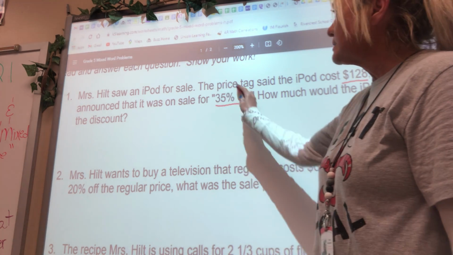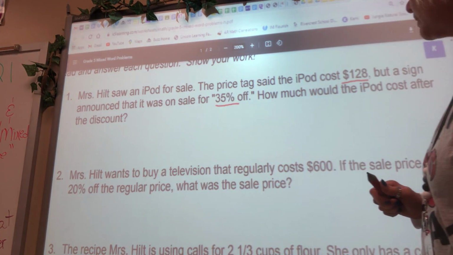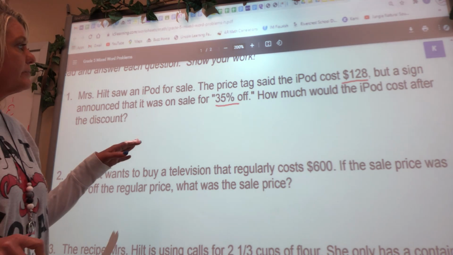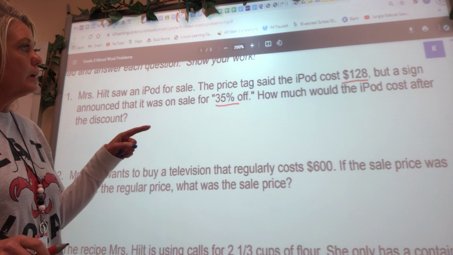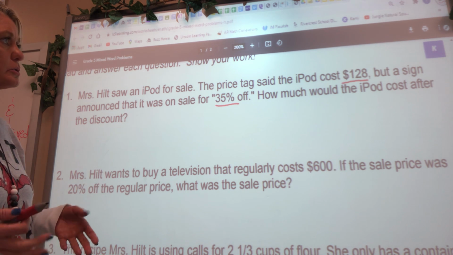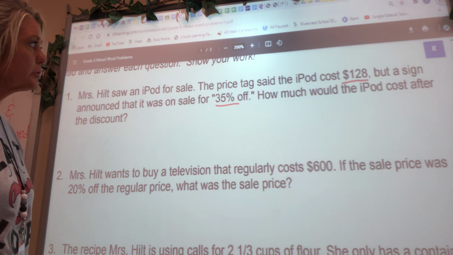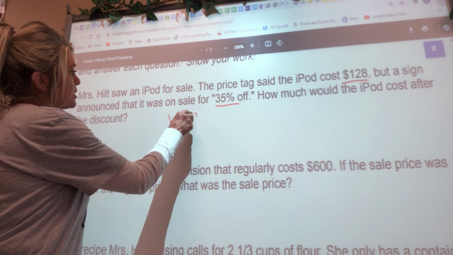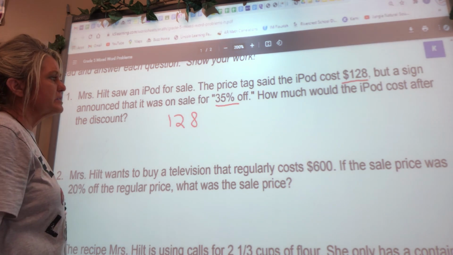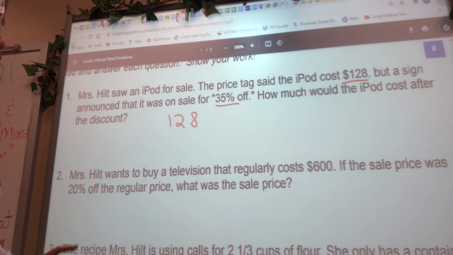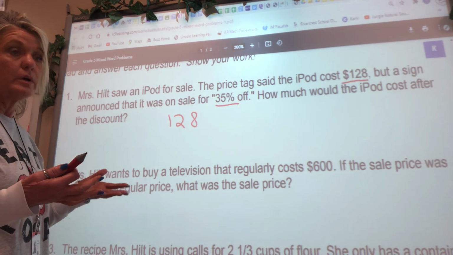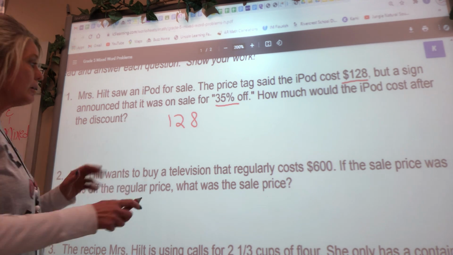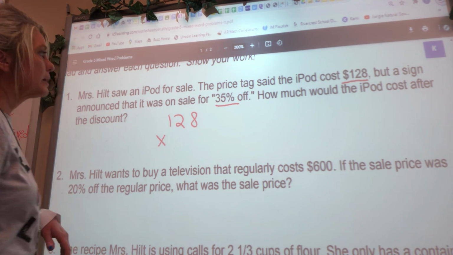Okay, so if it's on sale, that means there's a discount. So the discount amount is 35% of the original cost. The original cost is $128, and we said it's 35% of that amount, which we know almost all the time in math, 30 something percent of means multiply.